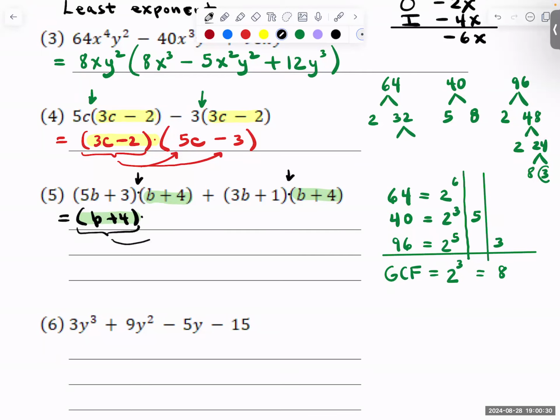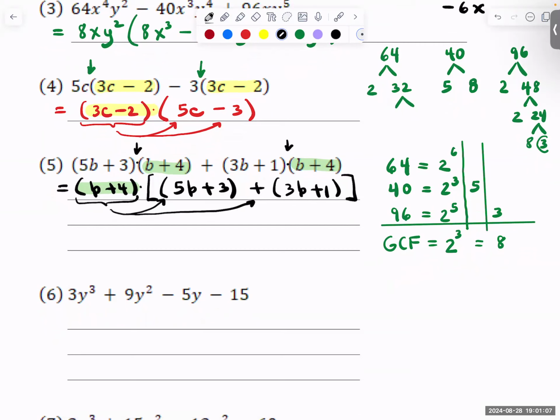Then b plus 4 distributes, and we wanted to multiply 3b plus 1. Close paren, close bracket. Now, in this case, inside the brackets, all the parentheses don't make any difference, could be left out, and we're going to combine like terms inside of the brackets. So we have b plus 4. Let's go back to a paren. 5b plus 3b is 8b, and 3 plus 1 is 4.